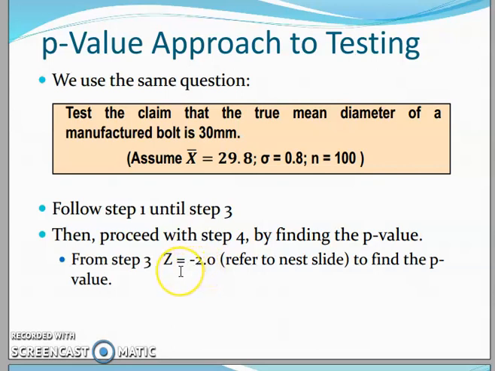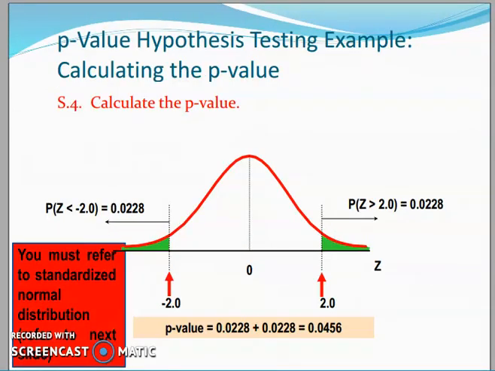So from step 3, we need to do step 4, which is finding the p-value. Previously, in step 4 we needed to find the critical value, but here it is not the critical value, it is the p-value. Since the test statistic is Z equals minus 2.0, we need to refer to the standardized normal distribution table. We need to find the area, the probability of getting Z larger than 2.0 and Z less than minus 2.0.